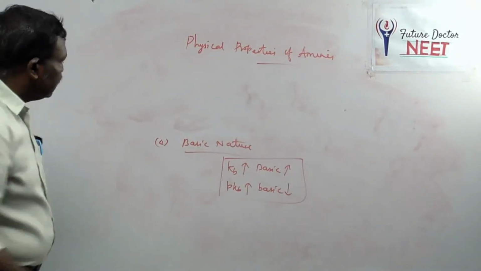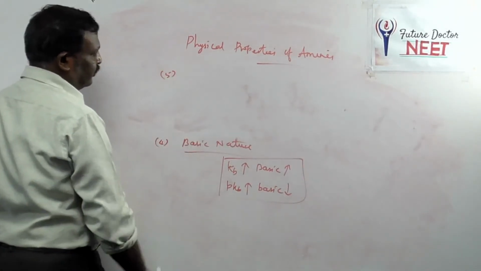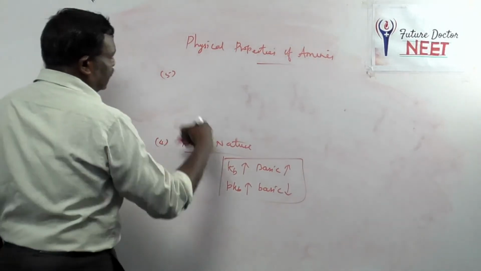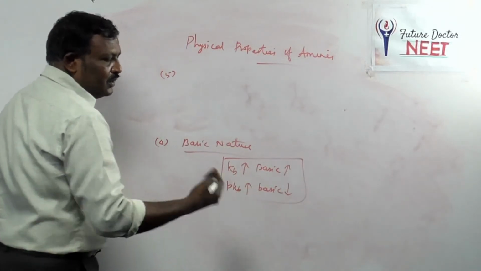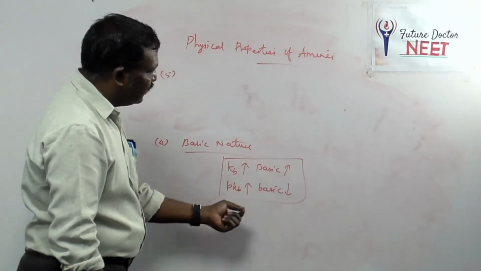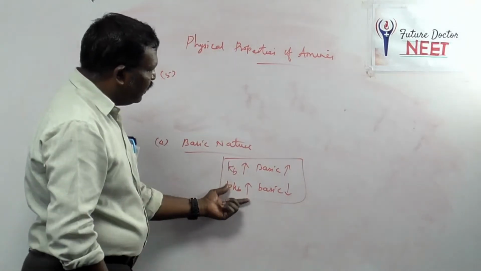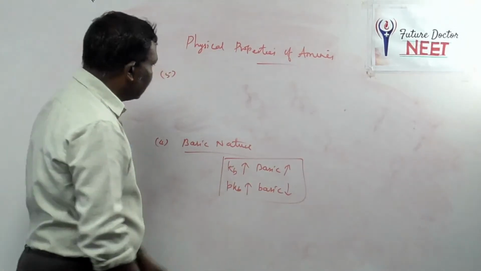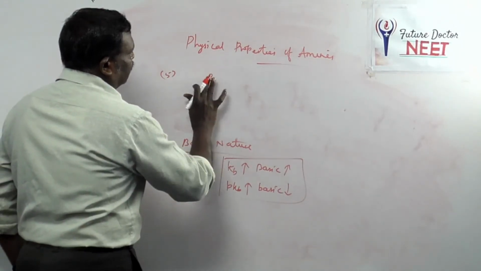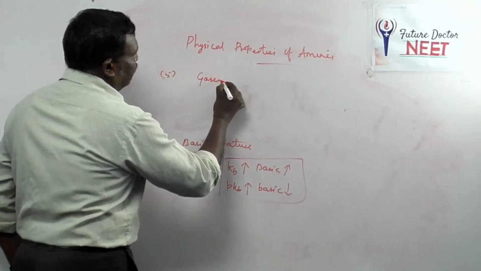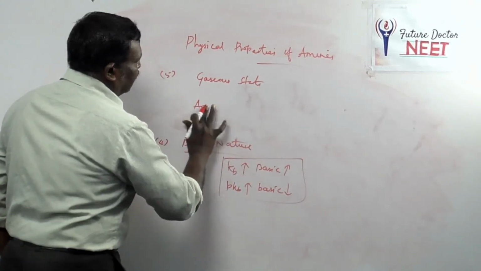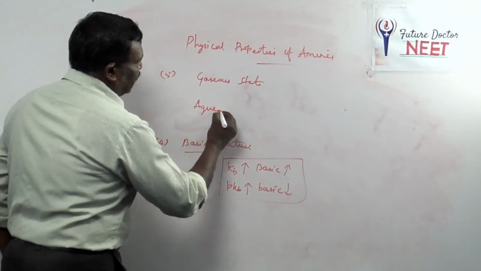See that? Fifth one is also basic nature. Understood? How to determine basic character: based on Kb value, based on pKb value. So they will give the value. Okay, don't worry about it. If the pKb value is more, the basic character is less. Understood? Then you know that for bases, usually there are two phases: the gaseous state and the aqueous state.